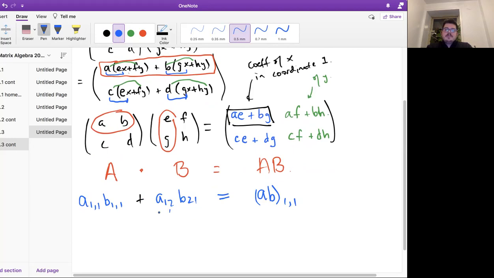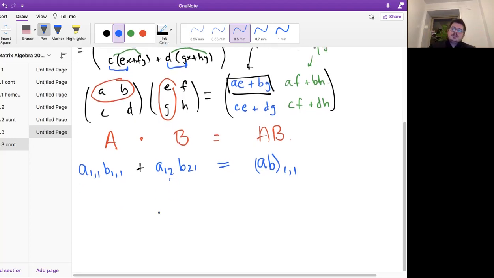Everyone see that? For those who know what the dot product is, you might see this as a dot product. You're taking the dot product of the first row in the first matrix and the first column in the second matrix. So this is going to be the general formula.